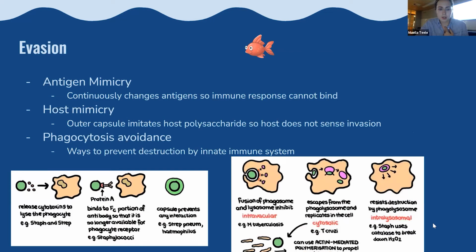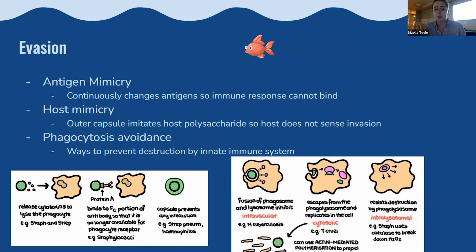So just touching on evasion. Some ways in which the bacteria can evade the immune response is by mimicking through antigen mimicry, and this is where it continuously changes the antigen so the immune response can't bind to it. Bacteria have become smarter and smarter over the years. There are a lot of bacteria that can continuously change which antigens they're expressing. So the immune response might build a response to one certain antigen, and then it goes to attack the bacteria, but the bacteria is no longer expressing that antigen, so it can't bind and kill all the bacteria.